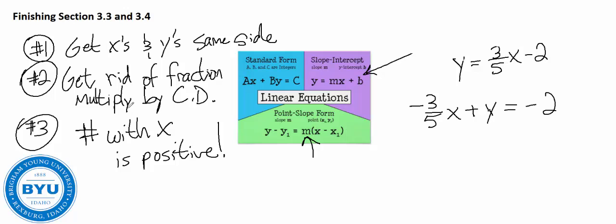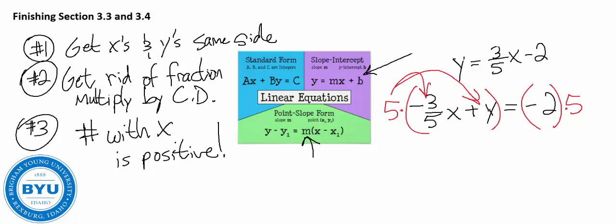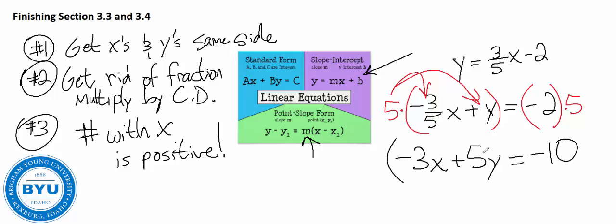I need to get rid of fractions, so I need to multiply by the common denominator. The only denominator I have is 5, so I'm going to multiply both sides of this equation by 5. We'll have to distribute that 5 in. When I do that, I get -3x + 5y = -10. We're not quite done. The rule for standard form is that the x value has to be positive. Right now it's negative. So I'm going to go ahead and multiply everything by -1, again, on both sides.